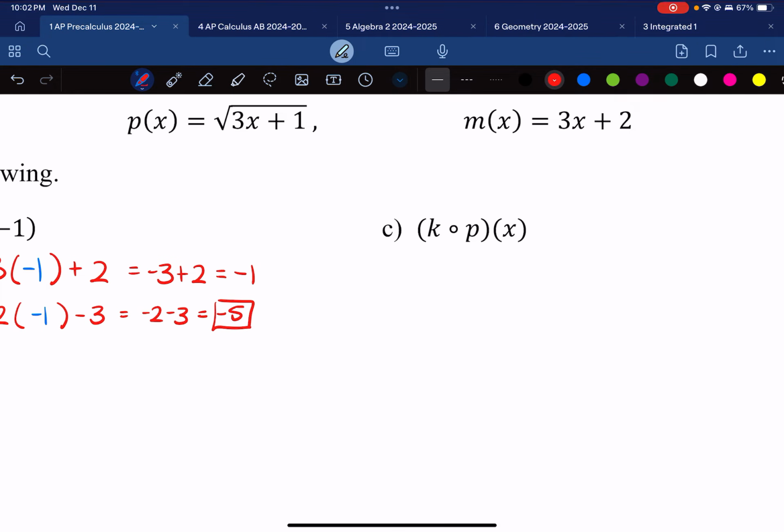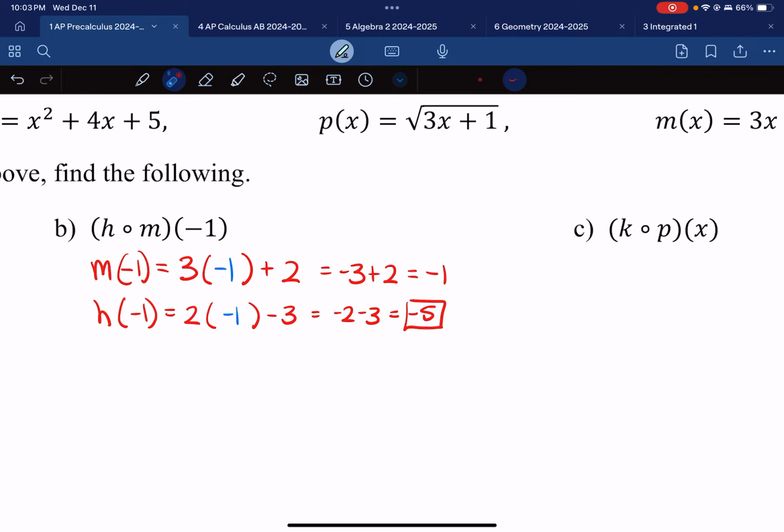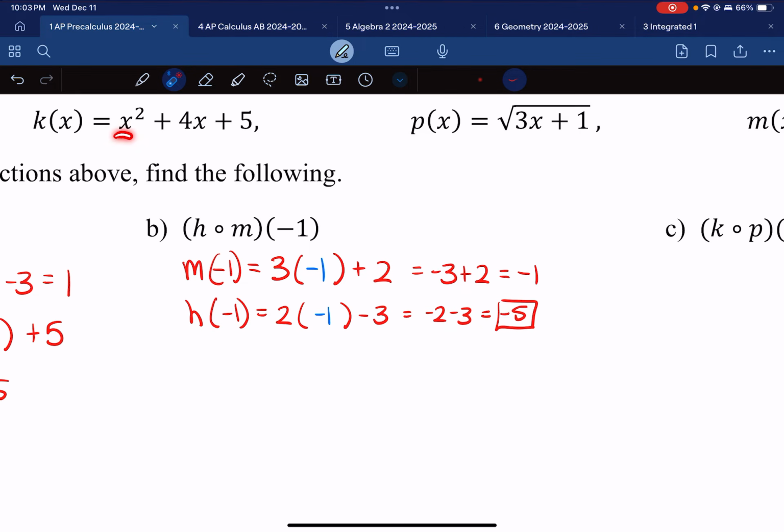For C, I am first evaluating P, and I'm putting P of X, which you can't really do anything with. There's P of X. I've rewritten it right there. I don't need to do anything. So now that I'm done with P of X, which is right here, I just need to put it into K. So let's make K our empty slot. So where's K? K is, okay, it has 2 empty slots. So I'm going to rewrite this expression. Give me a lot of room.